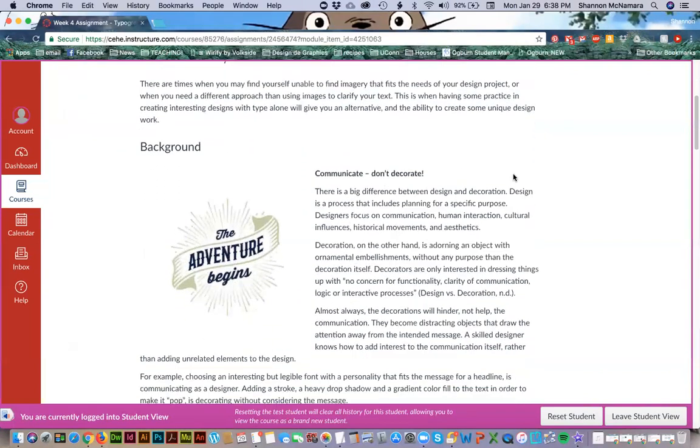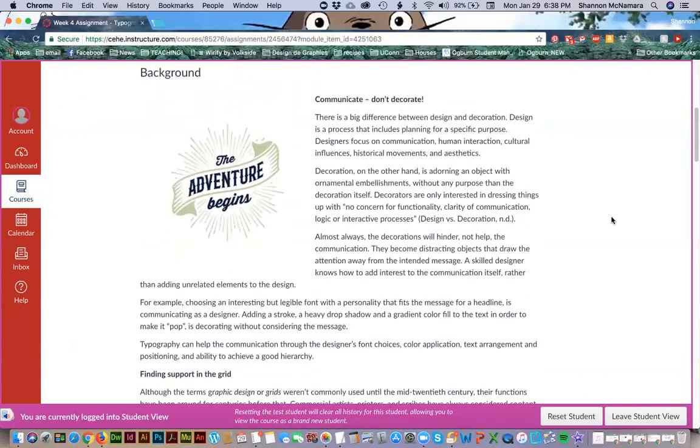So remember, communicate, don't decorate. There's a big difference between design and decoration. Design is a process that includes planning for a specific purpose. Designers focus on communication, human interaction, cultural influences, historical movements, and aesthetics. Decoration, on the other hand, is adorning an object with ornamental embellishments without any purpose other than the decoration itself. Decorators are only interested in dressing things up with no concern for functionality, clarity of communication, logic, or interactive processes.